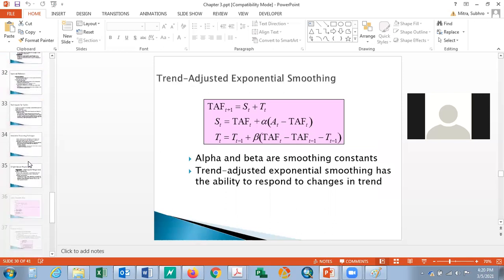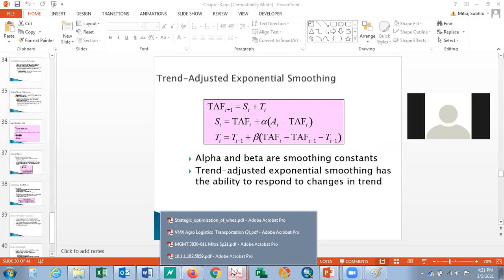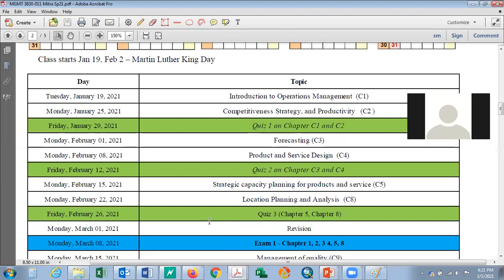So that is pretty much all from this chapter. Next. So I discussed forecasting. I'll move over to chapter 8, which is on location planning and analysis.